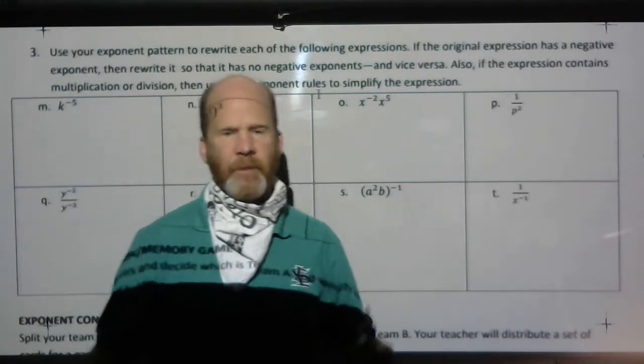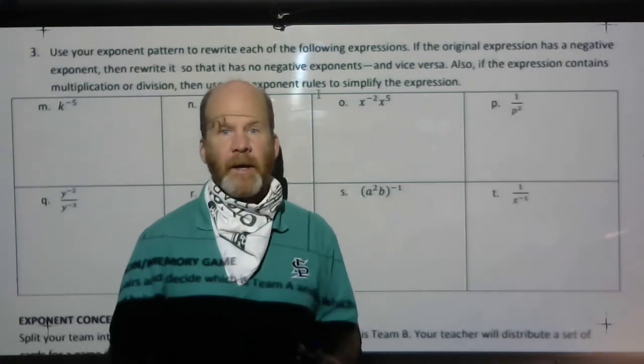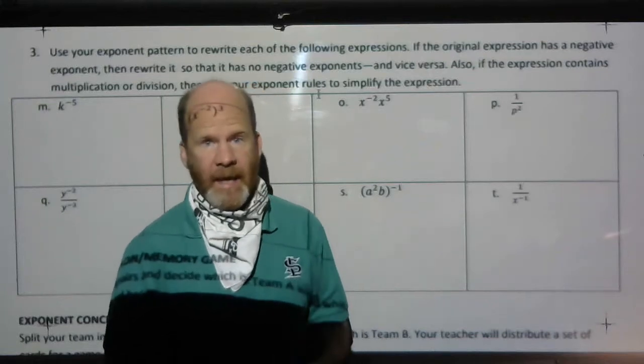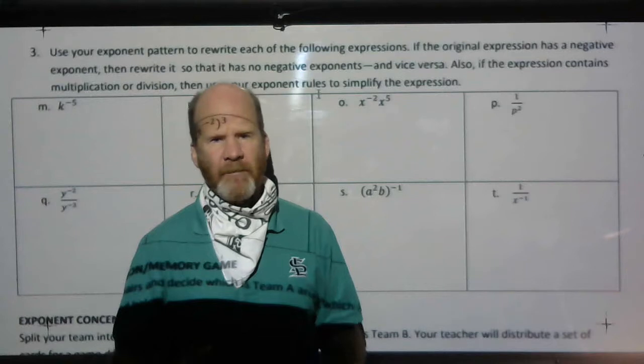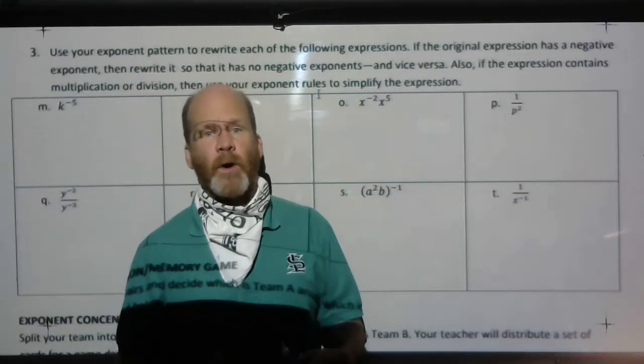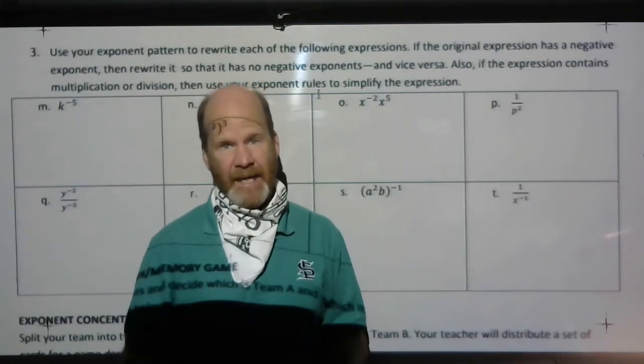All right, class, we just turned the page. So we're in section 4.3, and we're still looking at laws of exponents. We're looking at what happens when we have an exponent that's a zero, or what happens when we have an exponent that is negative.